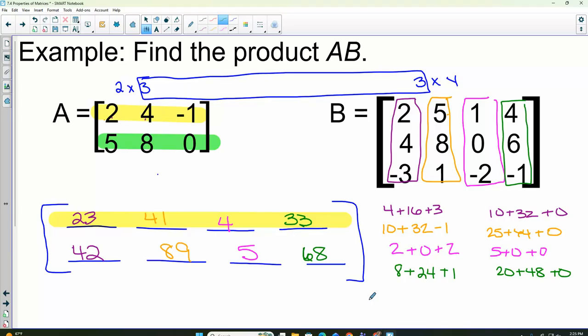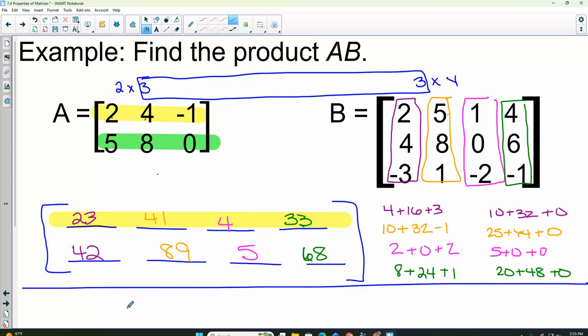What questions do you guys have for me right there? What if I asked you to find B times A? The size of matrix B is 3 by 4. What's the size of matrix A? 2 by 3. Rows by columns. Can I multiply those? No. So B times A doesn't exist.